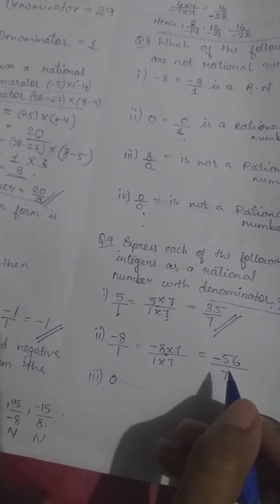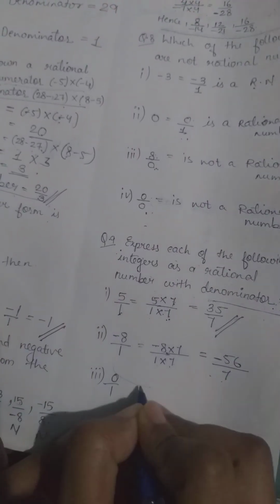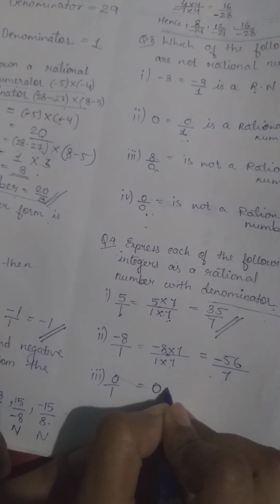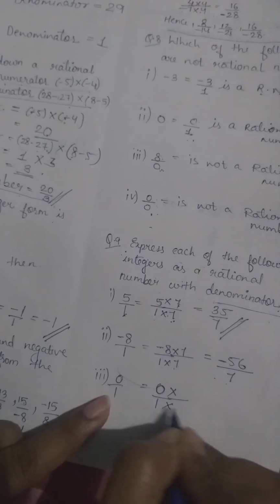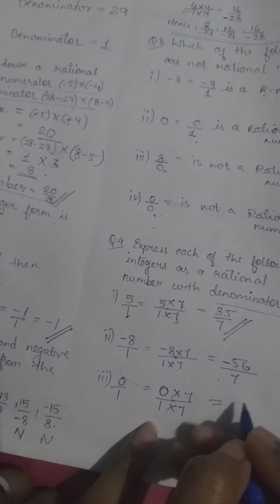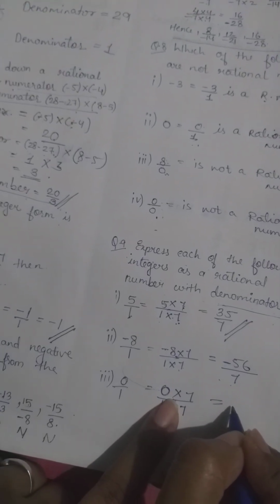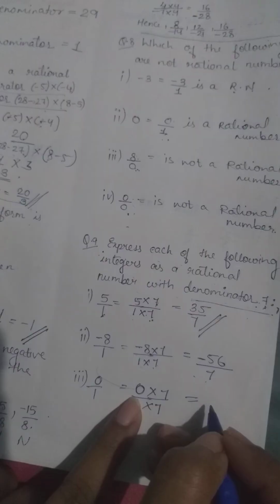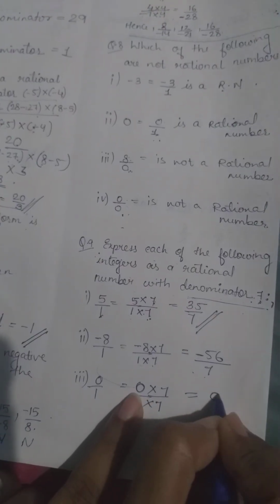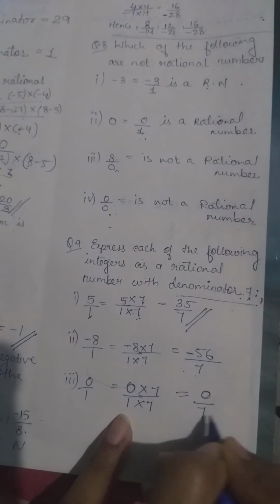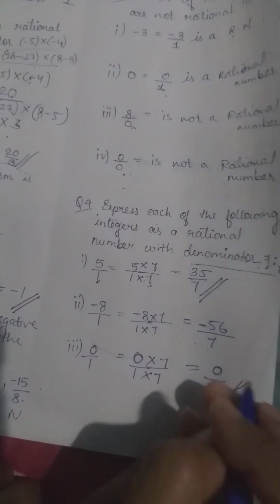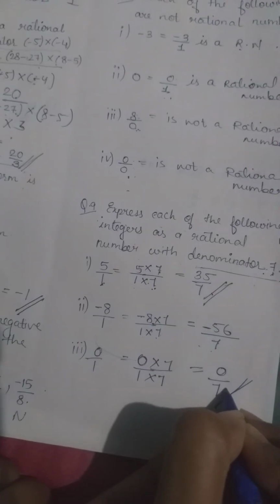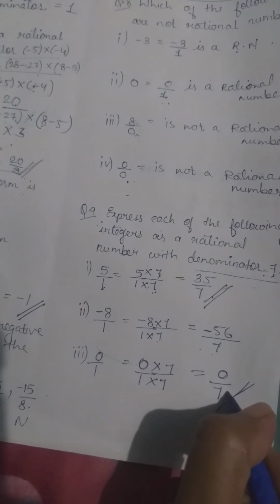Now the next question, 0. So 0 by 1. So 0 multiply by what? Yes, if the denominator is multiplied by 7, the numerator also multiply by 7. And of course you have to check the number 0. So 7 multiply by 0 is 0. 7 multiply by 1 is 7. So this is the rational number. Yes. And wherein the denominator is 7. Okay.